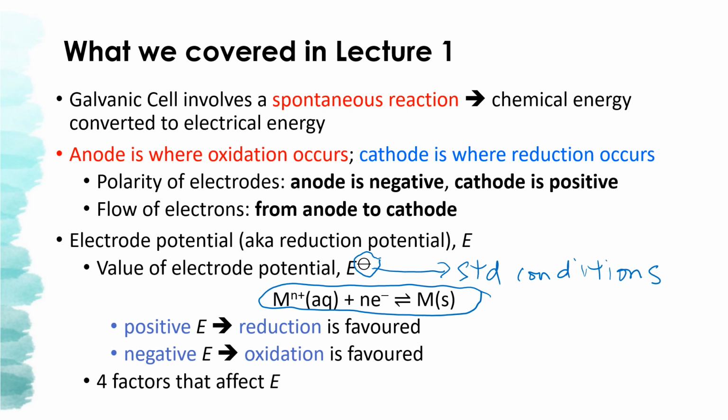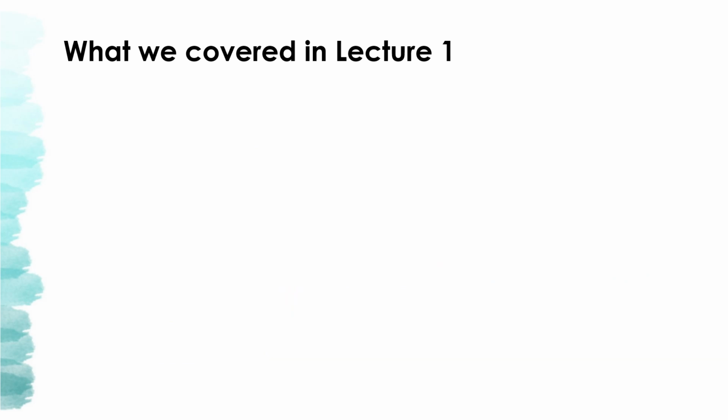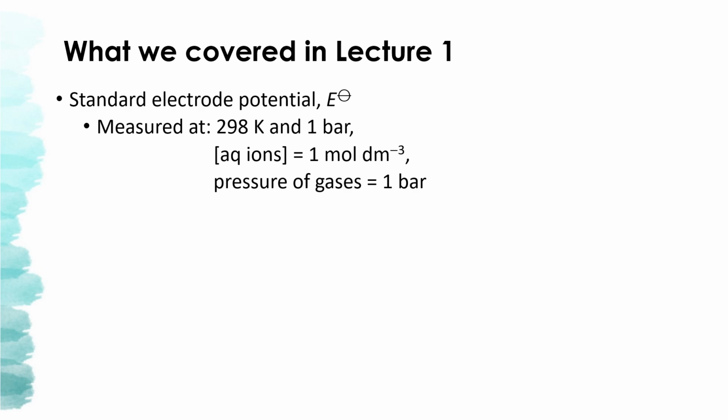What is the significance of the value for the electrode potential? A positive E value means reduction is favored. A negative E value means oxidation is favored. I've also introduced to you the 4 factors that will affect the E values. They are what? Pressure, temperature, what else? Which are the more important ones? Concentration. That's why we have defined all of these standard conditions.